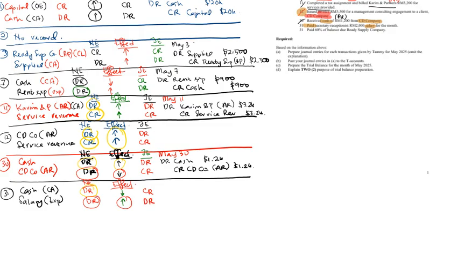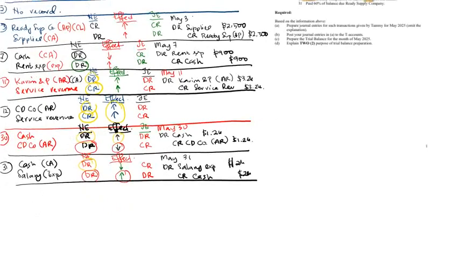And when we record the transaction, we always start with debits. So debit salary expense, amount 2,000, and then credit cash, 2,000. Done. So let's look at the last transaction there.